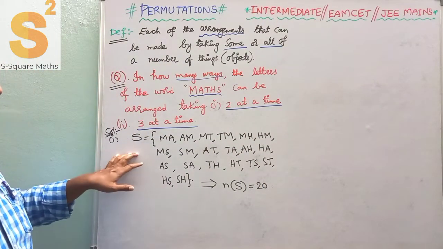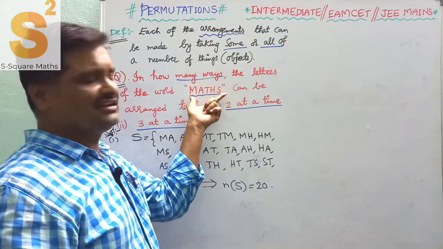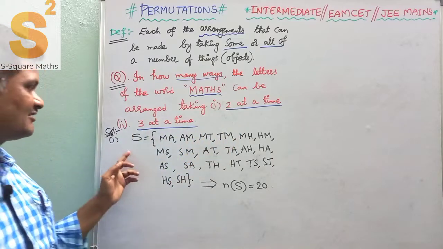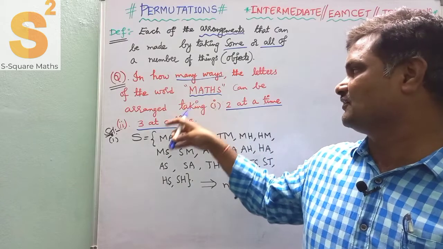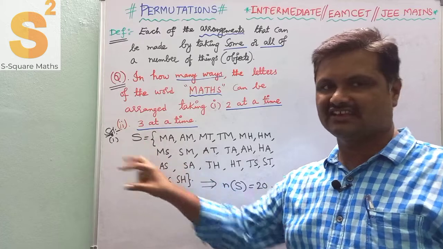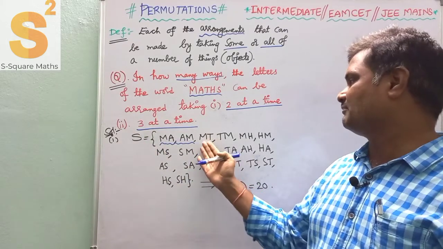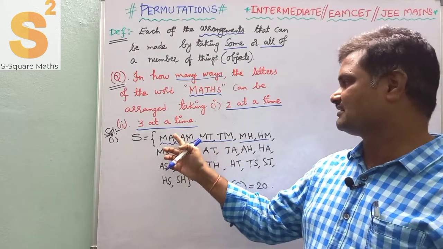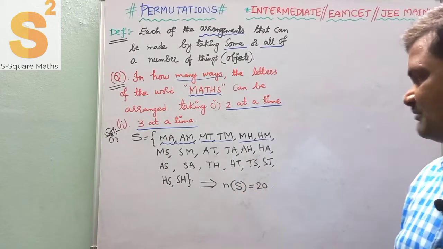So let us go through it now. Solution: let S be the set of arrangements from the letters of the word MATHS, here taking 2 at a time. So various combinations here: MA, reverse it, AM. These two are different arrangements. So MT, TM, next MH, HM. Like this, 5 letters, 5 times 4 is 20. So therefore n(S) is 20.